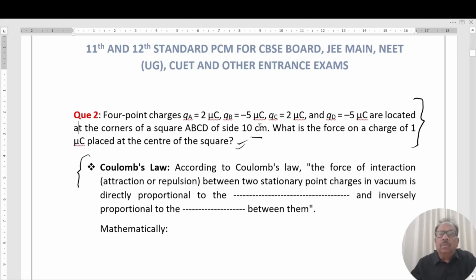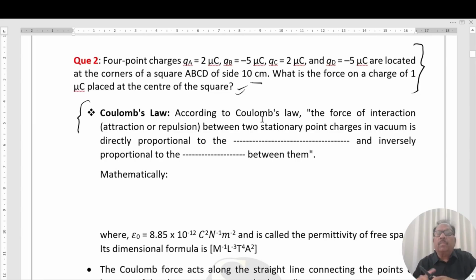Now, let's start with the concept applicability first. What is Coulomb's law? According to Coulomb's law, the force of interaction may be attractive or repulsive depending on the charges. If the charges are like charges, repulsion will be there. If the charges are unlike charges, there will be attraction. Like means both are of the same nature; unlike means both are of opposite nature. The force is proportional to the product of the charges.